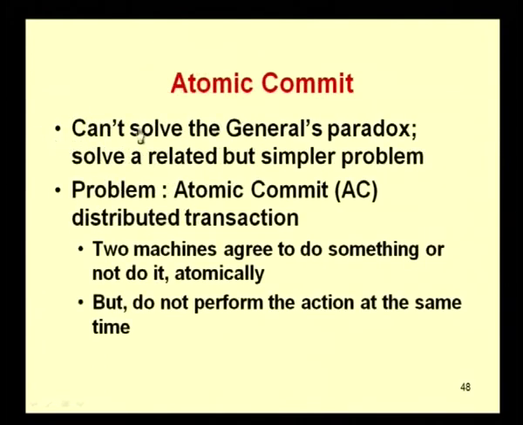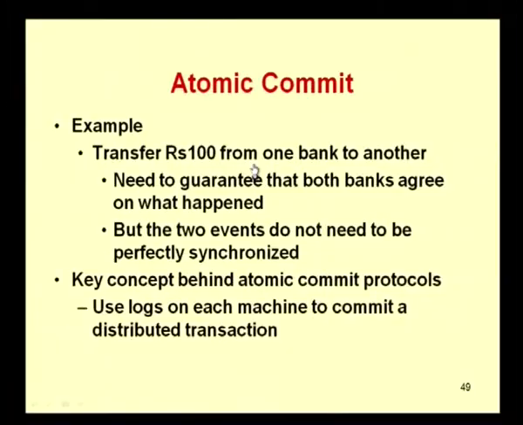So, here the problem is that we cannot solve the generals paradox, so we solve a relatively simpler problem. The problem is called atomic commit in a distributed transaction. This means 2 machines agree to do something or not do it atomically, either they do it fully or do not do it, but do not perform the action at the same time. So, for example, you want to transfer 100 rupees from one bank to another, you need to guarantee that both banks agree on what happened, but the 2 events do not need to be perfectly synchronized. The key concept behind atomic commit protocols is that you use logs on each machine to commit a distributed transaction.